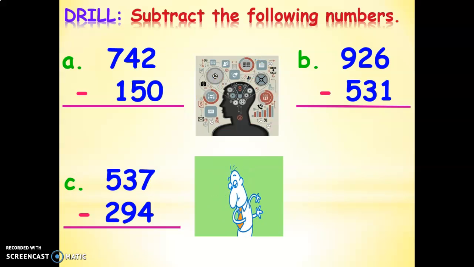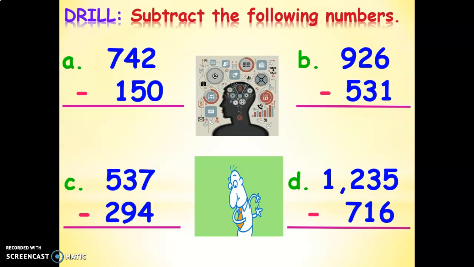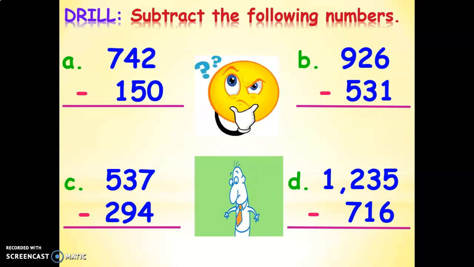And for letter D, subtract 1,235 and 716. Try to think of your answers. Remember to follow the steps that we just reviewed a while ago for subtraction with regrouping.